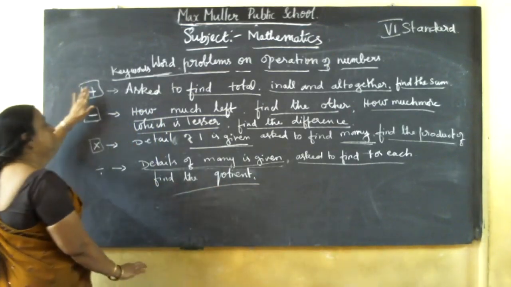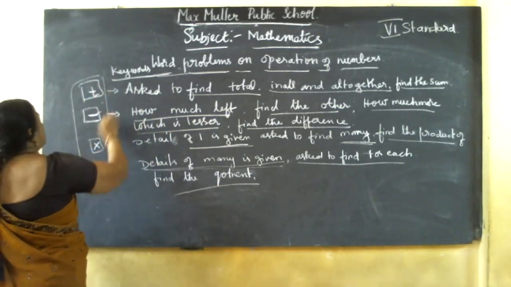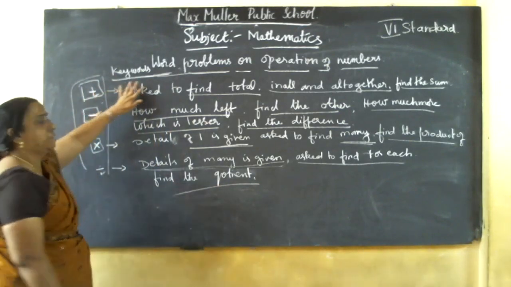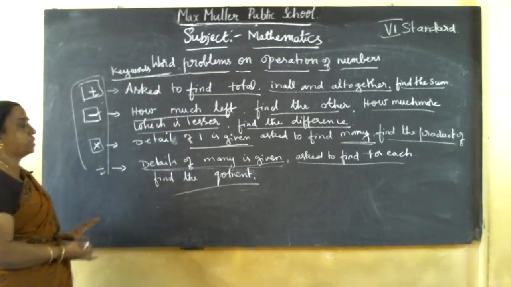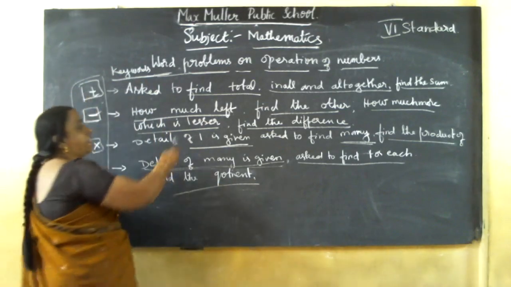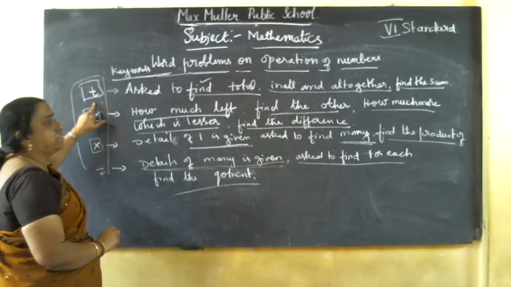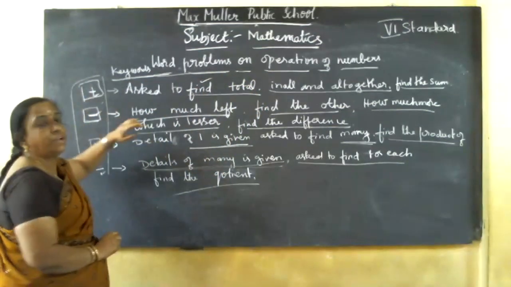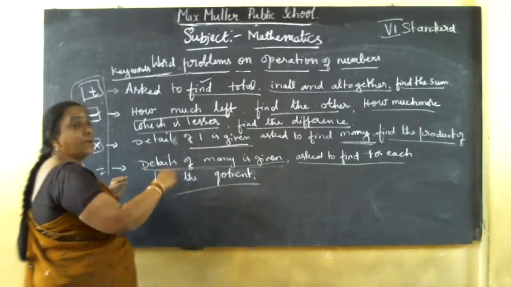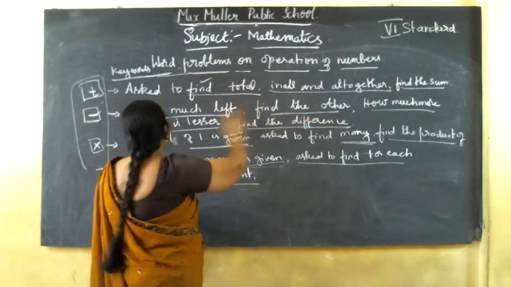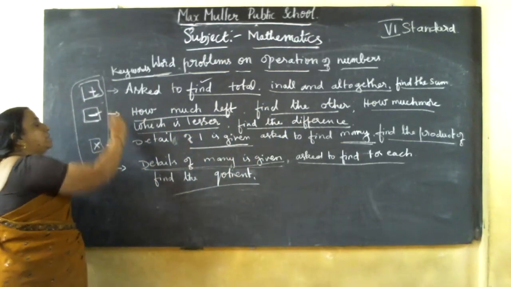Understand? So first you keep this in your mind. Basic operations are what? Addition, subtraction, multiplication, division. In these statement sums, definitely you will get any one or two operations together. If the question asks to find the total, you should go for addition. In all, addition, and all together, addition. Find the sum, addition. In subtraction: how much left over, or find the other, how much more, or which is lesser, find the difference, then you should go for subtraction.